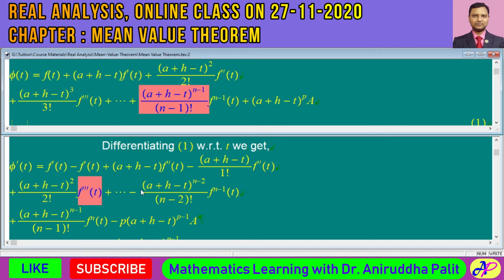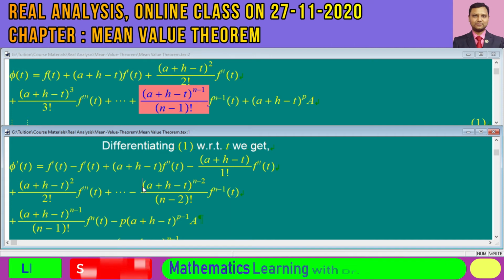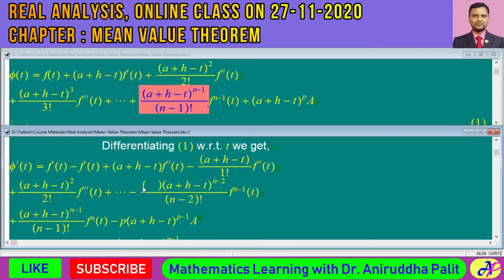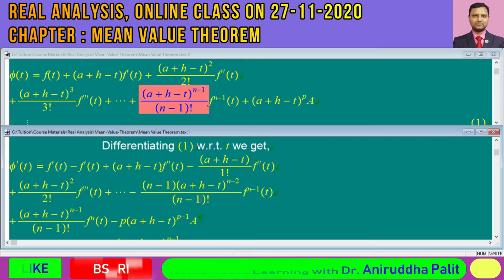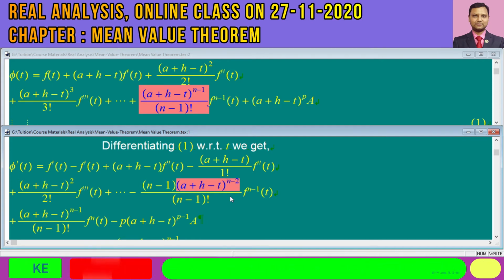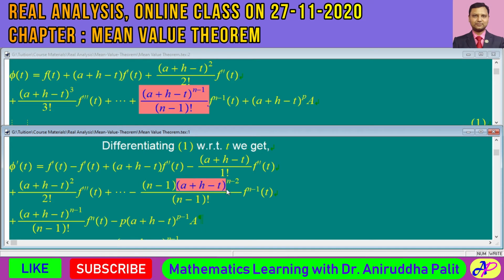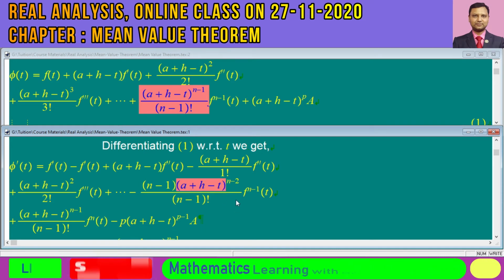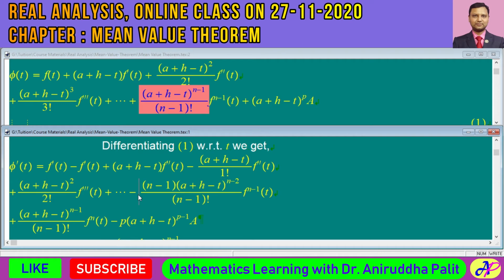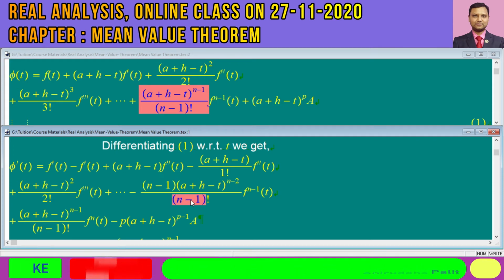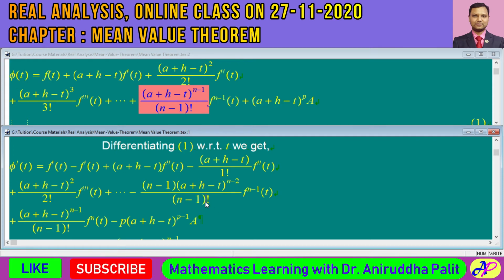We actually have this kind of expression. We will have n minus 1, and we will actually have factorial of n minus 1 in the denominator. n minus 1 into a plus h minus t to the power of n minus 2, and this expression, a plus h minus t, has to be differentiated with respect to t, and that would give us a minus 1, that means a negative sign will be generated over here. And so over here we can cancel a factor n minus 1 from this factorial of n minus 1.